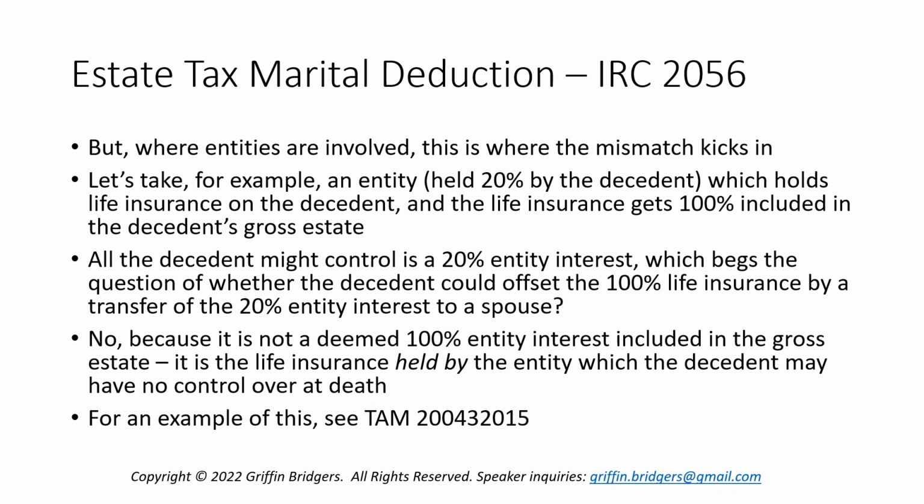Now I have a highly imperfect example here, which I'm just going to bat around to illustrate one piece of technical guidance before we move on to the charitable deduction. But let's take, for example, an entity that's held 20% by the decedent, which holds life insurance on the decedent, and the life insurance gets 100% included in the decedent's gross estate under Code Section 2042. So all the decedent might control is a 20% entity interest.